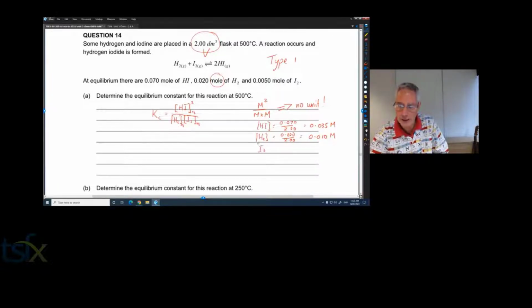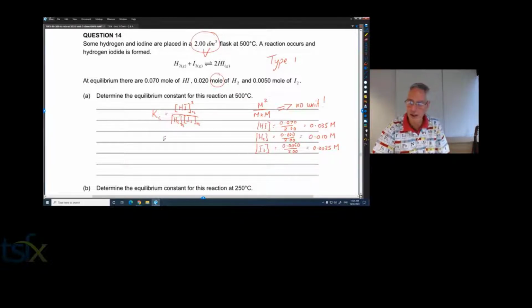The concentration of I2 is 0.0050, 2 sig figs. Please keep checking sig figs. You don't have to get it right in the working out, but it helps to make sure you don't make a mistake at the end. Divided by 2.00, 3 sig figs, answer 0.0025 mole per litre. Okay, clearly all my concentrations have 2 significant figures. My answer had better have 2 significant figures.